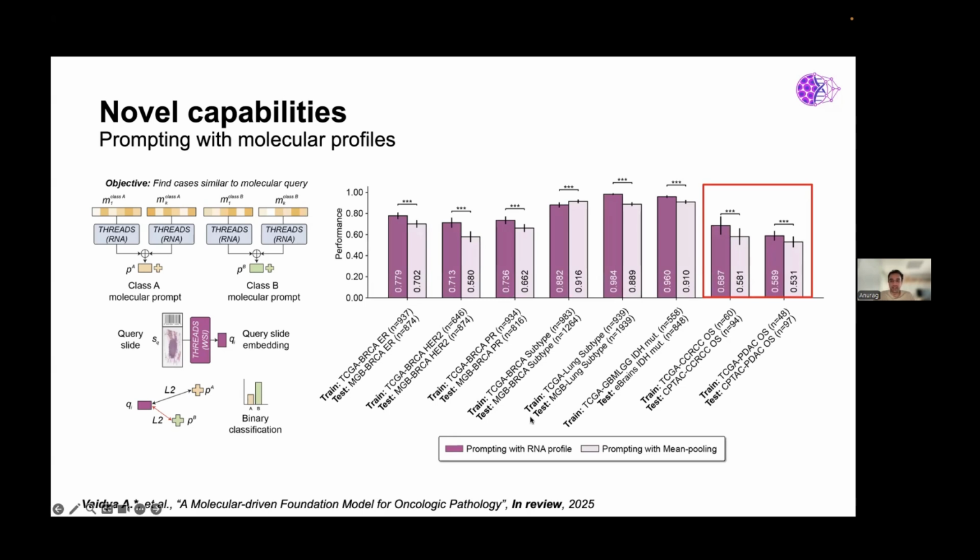And the most interesting finding for me personally was that it was able to do survival prediction much better with this molecular prompting paradigm. So the two examples here are TCGA kidney cancer, CCRCC, and TCGA pancreatic cancer, PDAC. And we're comparing it with what we call mean pooling. So mean pooling is really taking all of the patches that you have for a slide and just averaging them to get the slide representation. You can see that giving a molecular prompt can be very powerful in predicting outcomes.